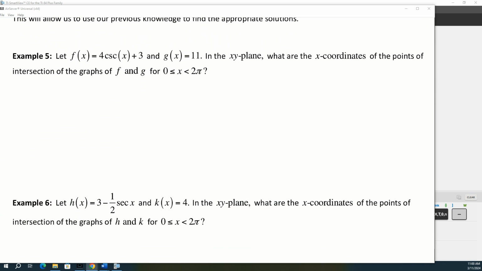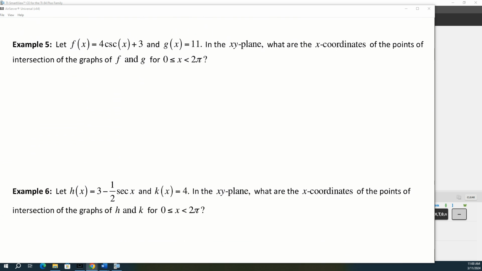So on example 5, we have f and g, and we want to find where they intersect. So just like always, we're going to set them equal to each other. And then we're going to isolate the trig expression, which in this case is cosecant. So we would subtract 3 and divide by 4.